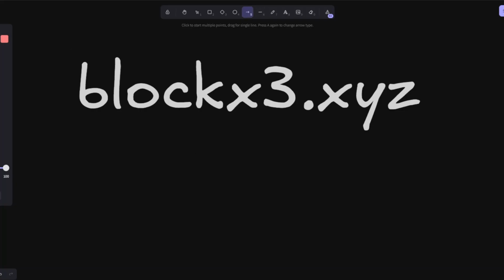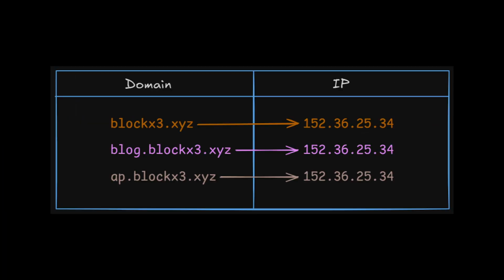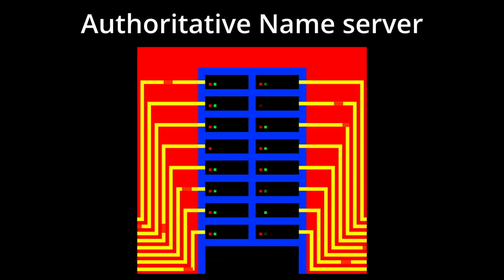The domain name is divided into two parts. The part after the dot is called a top level domain, TLD, and the part before the dot is called domain. The domain name to IP address is a record, and the records of a domain are held on servers which are called authoritative name servers.